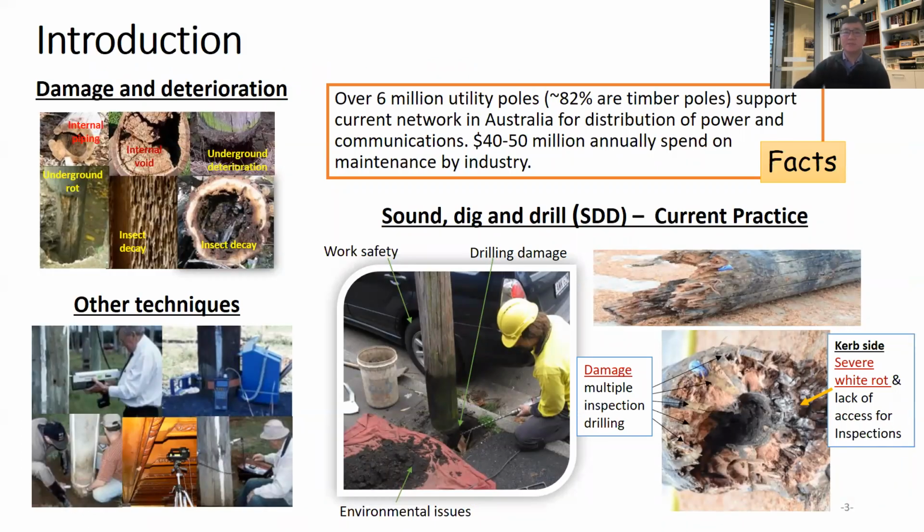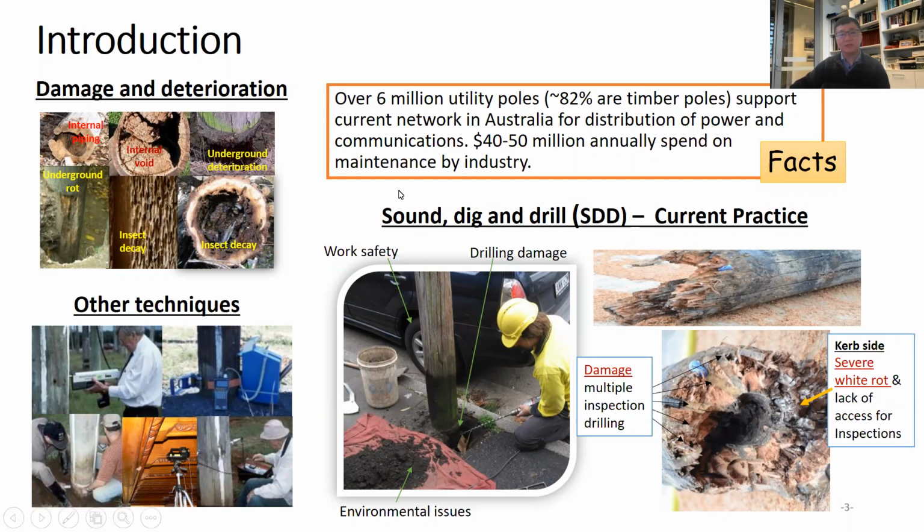We have over 6 million utility poles in Australia, forming a critical infrastructure for distribution of power and communication. Over 80% of those utility poles are timber poles. During the lifetime of those poles, they will experience various types of damage, deterioration, and aging. As a fact, industry each year will spend $40 to $50 million to maintain this facility in order to keep normal operation.